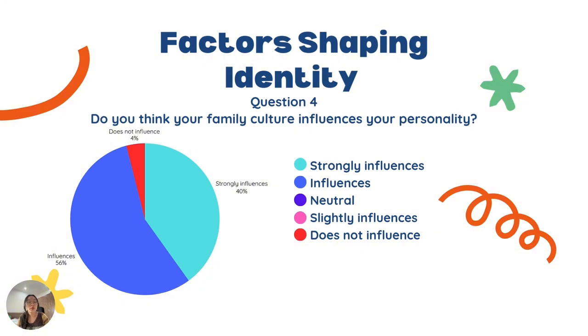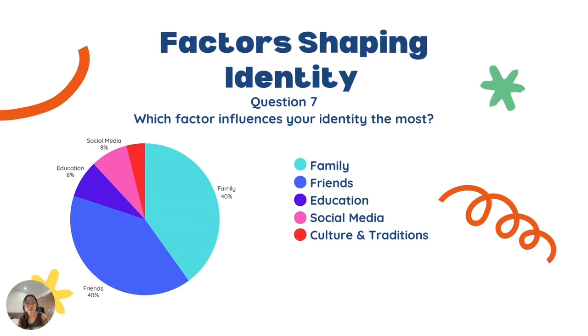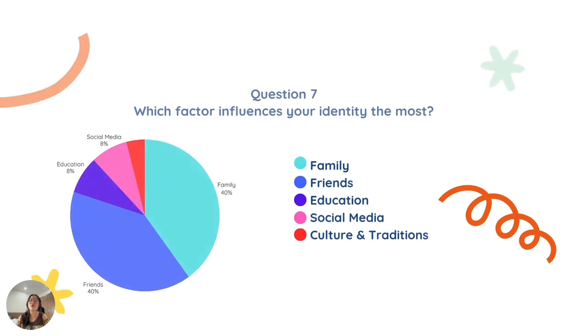With the question, do you think your family culture influences your personality? People chose influences the most, at 56%, and neutral or slightly influences were not selected. With the next question, which factor influences your identity the most? People chose family and friends the most, at 40% each, and the least is cultural tradition, which was under 5%.